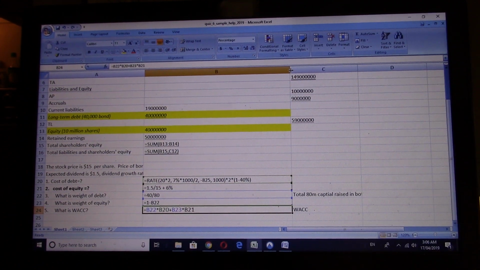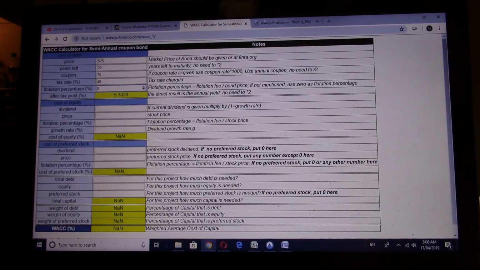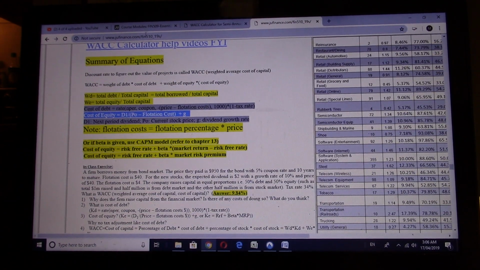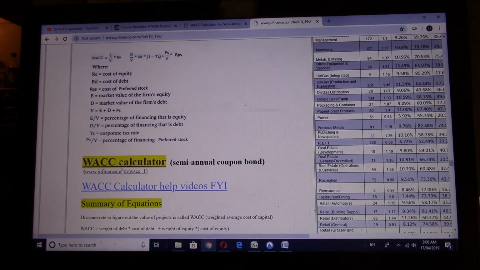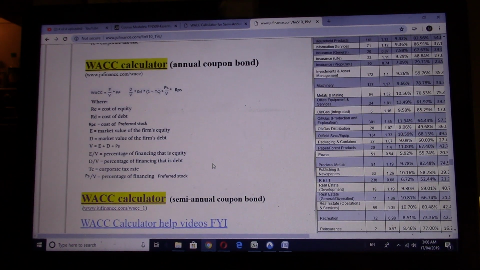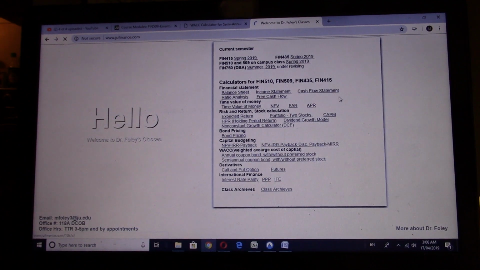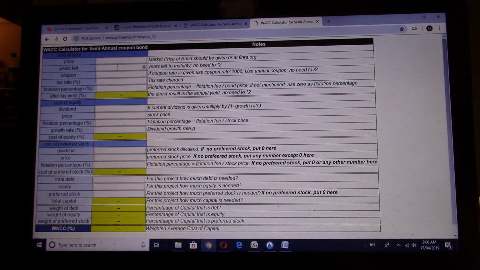So it's not so complicated. We can also try the WACC calculator. So you go to the website. Look for semi-annual. So you see, I have 2 calculators here. One is for annual coupon bond, one is for semi-annual coupon bond. Click on this semi-annual coupon bond. We'll go to jufinance.com. So under WACC, click on semi-annual coupon bond. So you find it here.